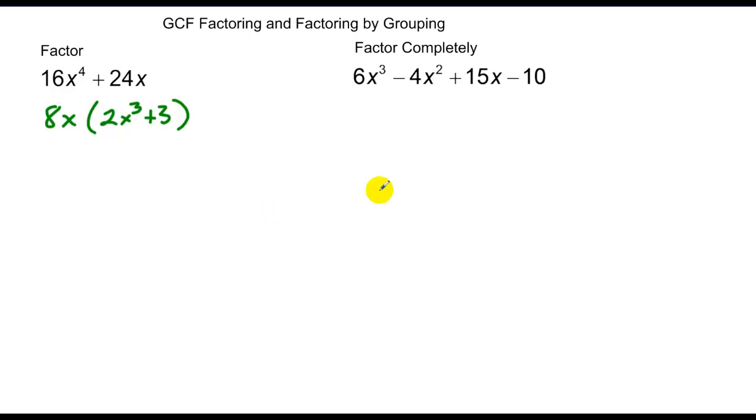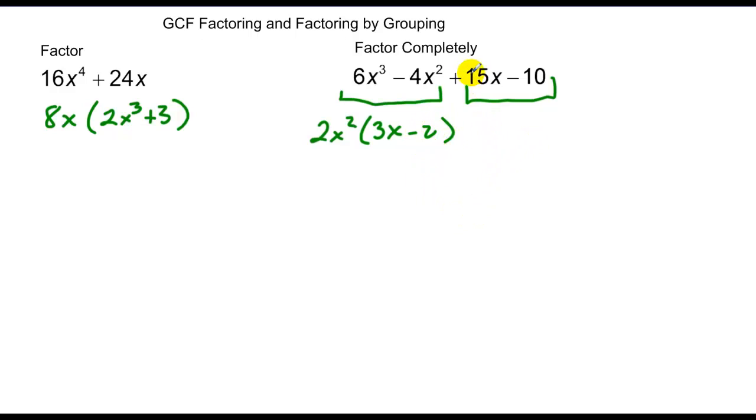Now, you'll notice in this case we have 4 terms. Typically when you see 4 terms, you're factoring by grouping, and grouping is exactly what it sounds like. You group in pairs typically, sometimes not, but in this case, yes. We see we have a GCF of 2x squared, leaving me with a 3x and a minus 2.